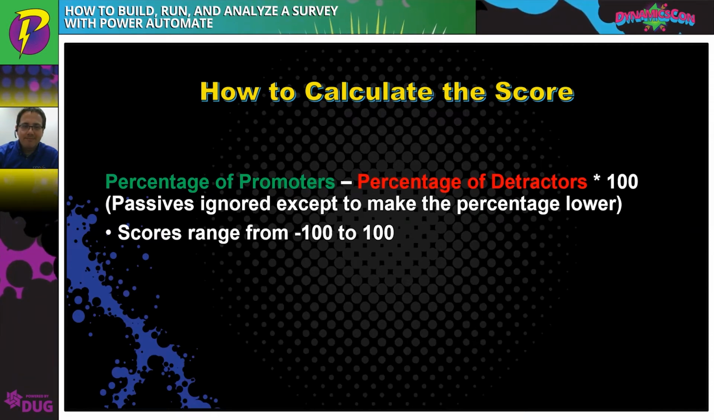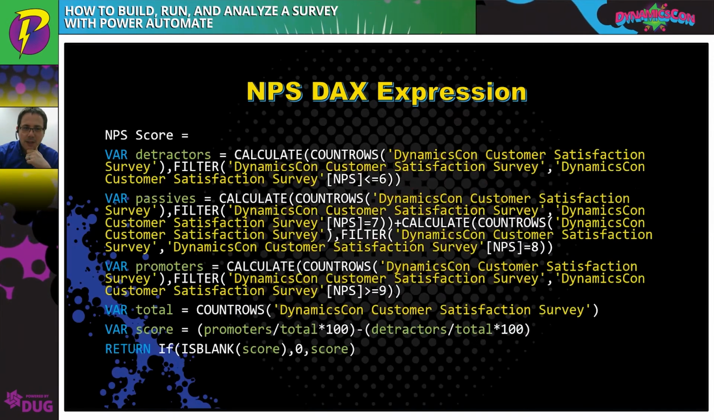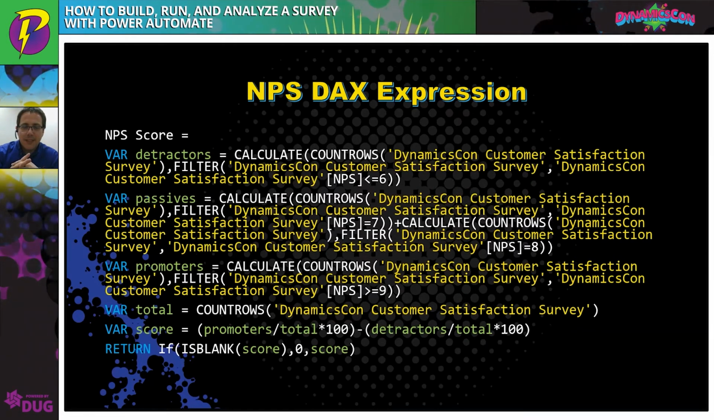So if you have 100% promoters and you add one passive, you're not going to minus anything, but the number you're going to start with is lower, if that makes any sense. So NPS, there's a lot to talk about with it, and I know they're going to be sharing this presentation with you after the fact. You can get access to that.